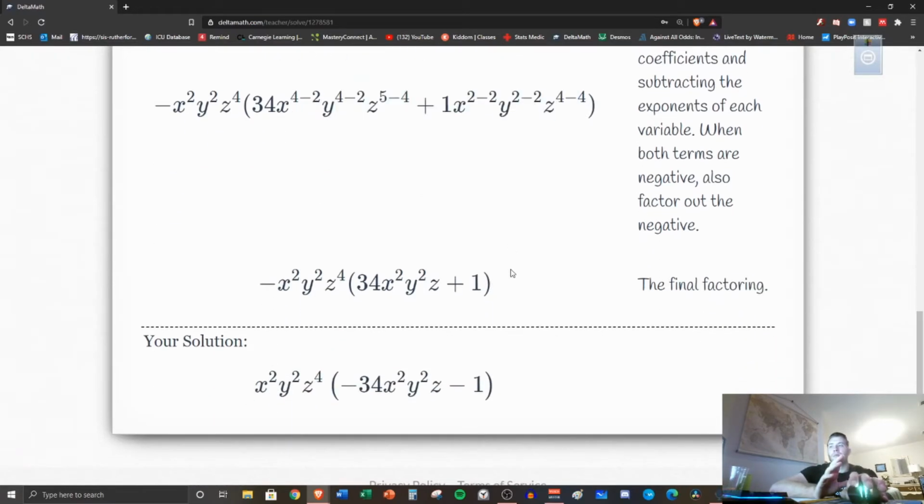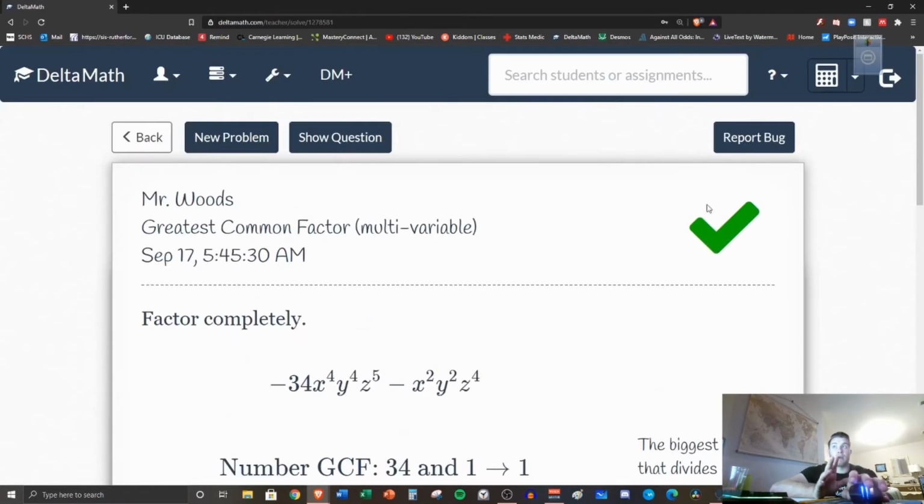Oh, they actually factored out the negative. So they took this negative out. We don't have to worry about that, obviously, because it didn't get it wrong. So I'm fine with that. All right, that is GCF. Again, it's one of our tools for factoring.